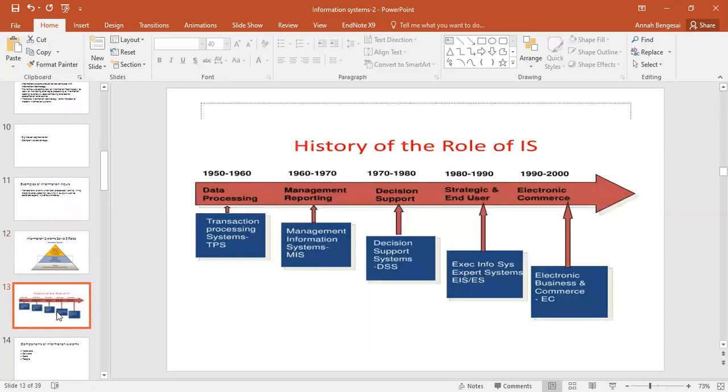Over the years, the role of information systems has also evolved. In the early 1950s to the 1960s, the focus was mainly on reporting and data processing, but it has evolved over the years to include decision making, as well as now we are in an era of e-commerce. What do we mean by e-commerce?